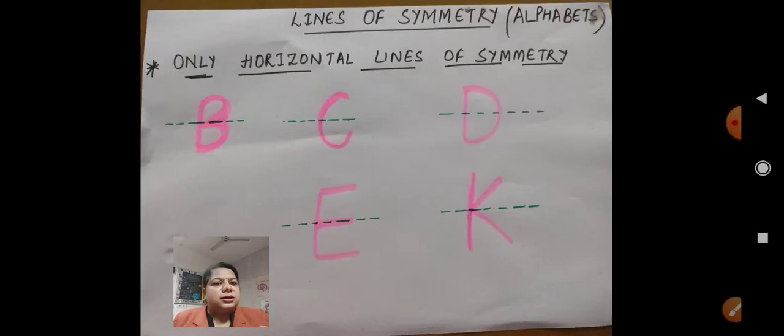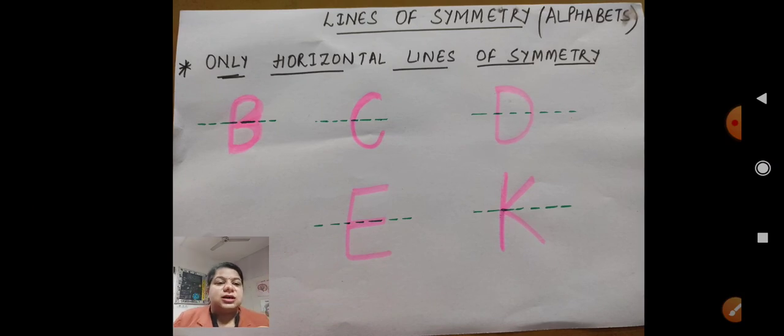But again, in the next case, if it is asked for only horizontal lines of symmetry, you have to discuss the English alphabets having only a horizontal line of symmetry. Then only horizontal means there should be no other line of symmetry in that English alphabet. So in this case we will not consider H, I, O and X. So the alphabets having only a horizontal line of symmetry are B, C, D, E and K.